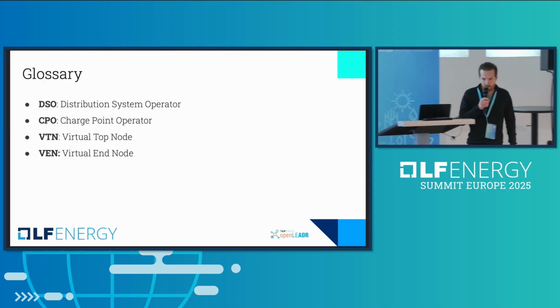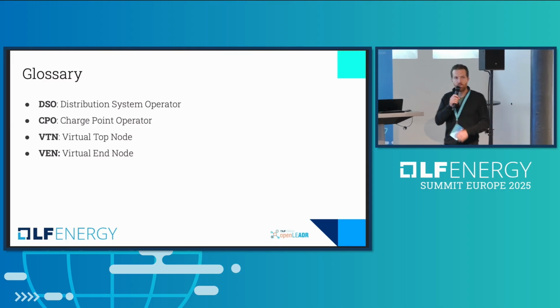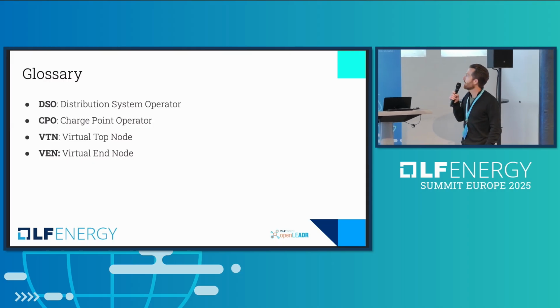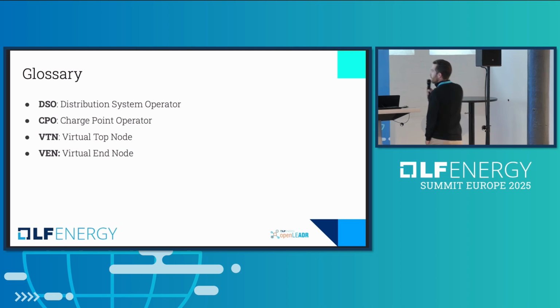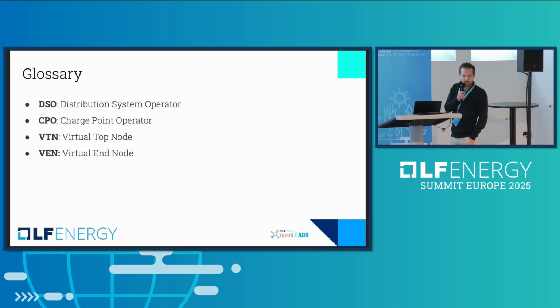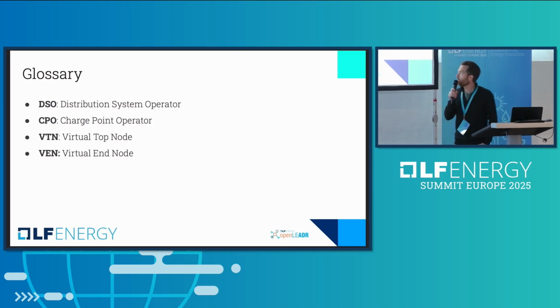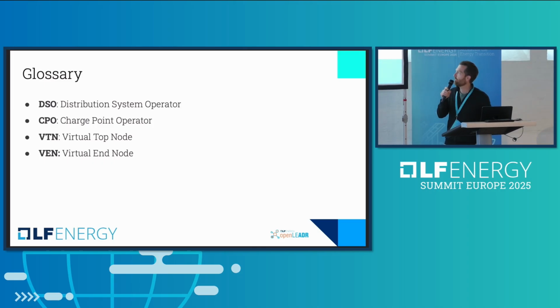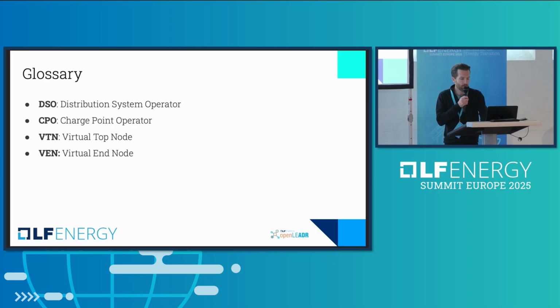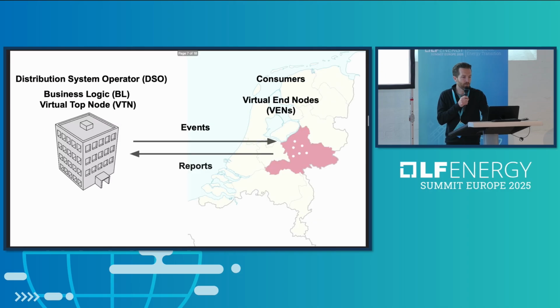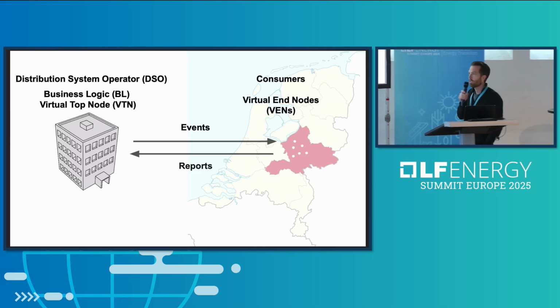Okay, before we go on, and before I show you a picture of what demand response looks like schematically, a couple of abbreviations. I guess these are familiar, sort of. VTN and VEN are really OpenADR related terms. VTN means virtual top node, VEN virtual end node. We'll come back to those in a minute. But let us show you a picture of how demand response actually works.